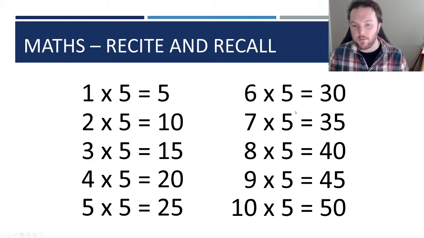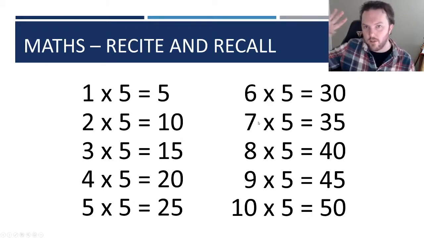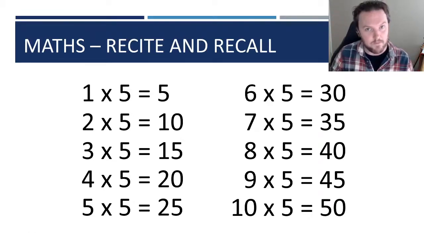So I'll say to them, all right, 8 5s, and the class will say 40. 2 5s, 10. 5 5s, the class will say 25. And you can make this harder as well. We like to do like 7 5s, 35, 75s, 350. So they're recalling information about multiplying powers of 10.